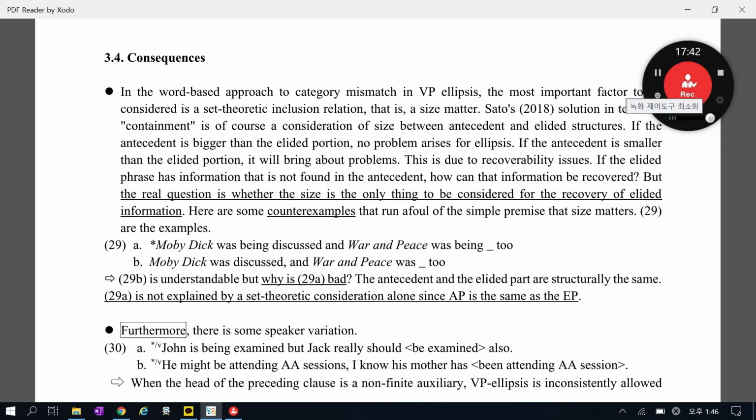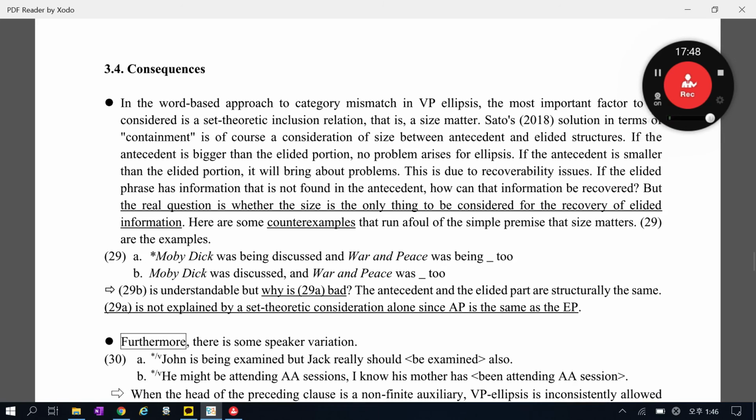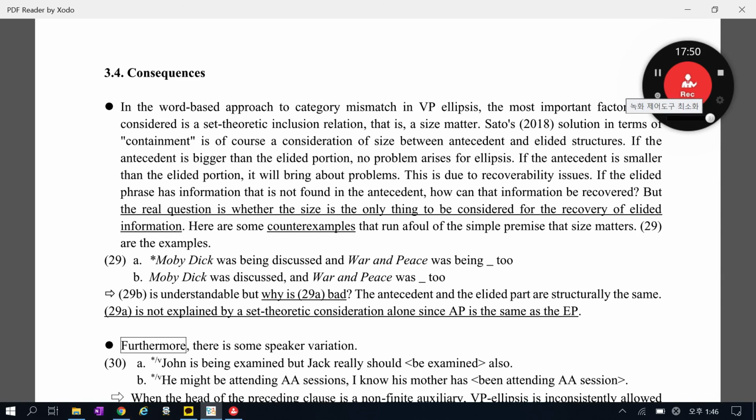In a word-based approach to category mismatch in VP ellipsis, the most important factor to be considered is a set-theoretic inclusion relation, that is, a size matter. But the real question is whether the size is the only thing to be considered for the recovery of related information. Here are some counterexamples that run afoul of the simple premise that size matters.